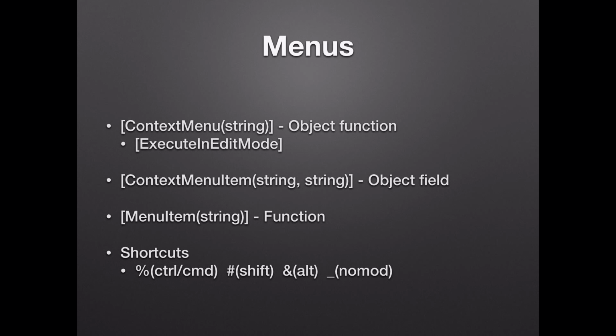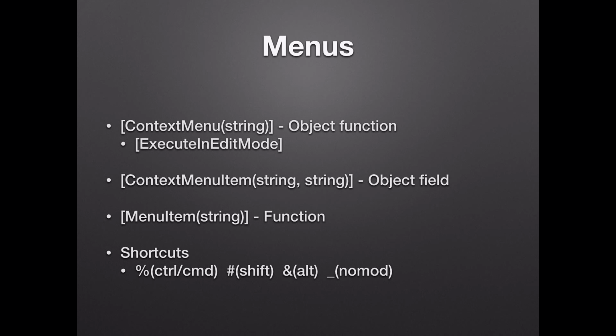Context menu item, again, we looked at that briefly before. You pass it a name and a function name, and it'll give you that context menu on the field itself. Menu item is the same thing that was in the editor window, where that adds something to the menu up at the top of the screen.